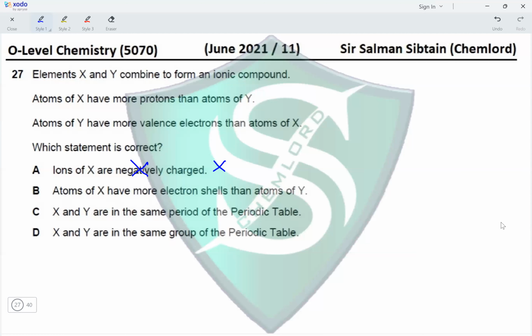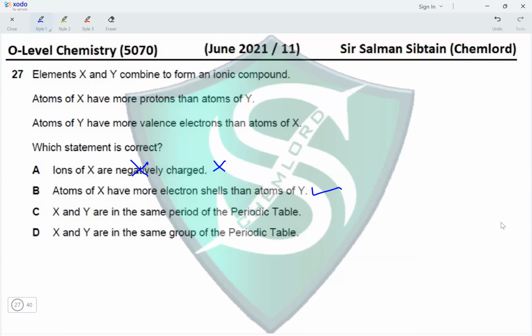Next, B. Atoms of X have more electron shells than atoms of Y. Now, it says that it has more protons. So more protons are present when the size of the atom is greater, and size of the atom is greater when it is found down the group. So if it is located down the group, it would have more electron shells than Y. So this option is correct.